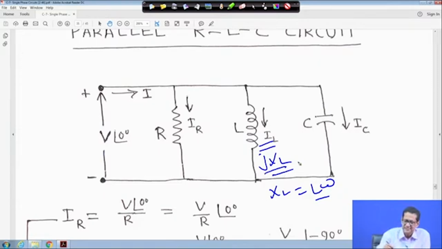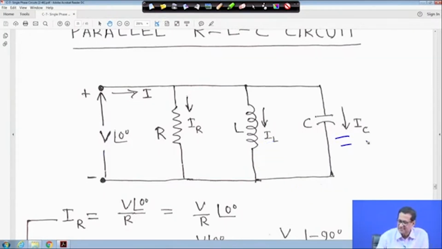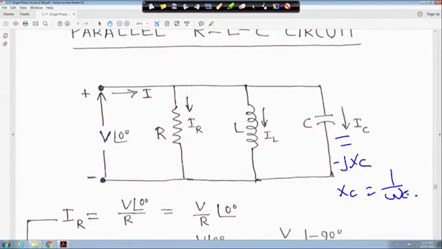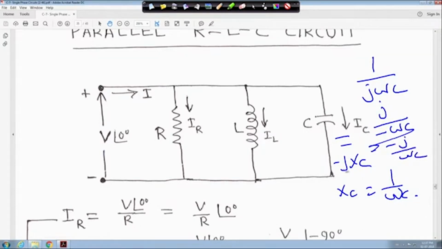Similarly, for the capacitor we take minus jXC, and XC is equal to 1 upon omega C. Generally it is 1 upon j omega C. If you multiply numerator and denominator by j, it becomes j by j square, which is minus, so minus j by omega C. That is why we write minus jXC, where XC is equal to 1 upon omega C.